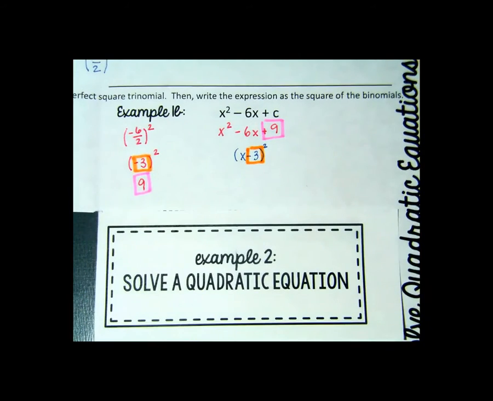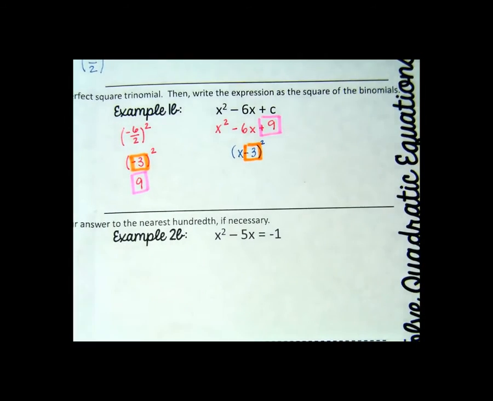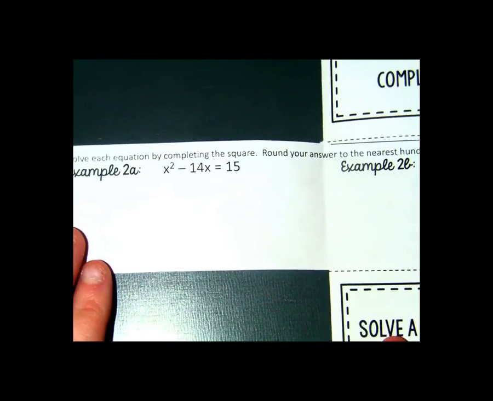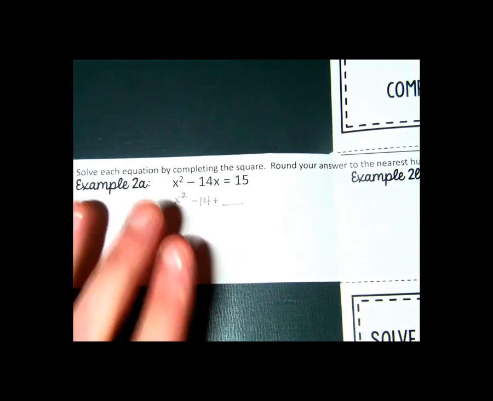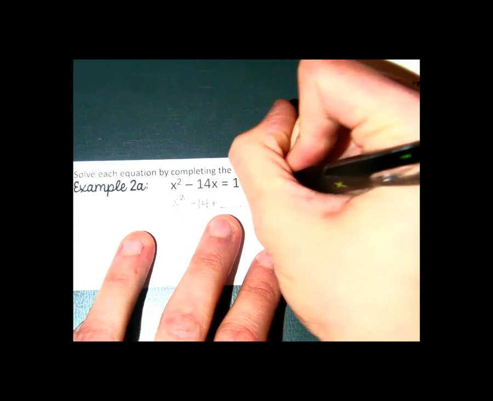Alright, now the reason we're actually doing this is so we can solve with them. So we're going to open example 2 and solve. Example 2a. What's the difference in this and what we just did? There's not a c. So you know what we need to do? We need to make a whole, so there is a c. X squared minus 14x plus blank, we don't know what it is yet, equals 15.